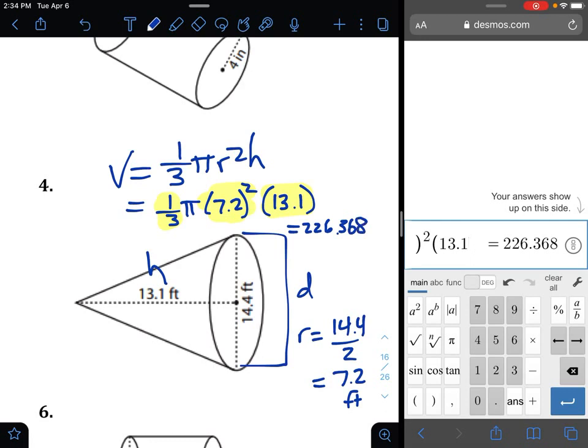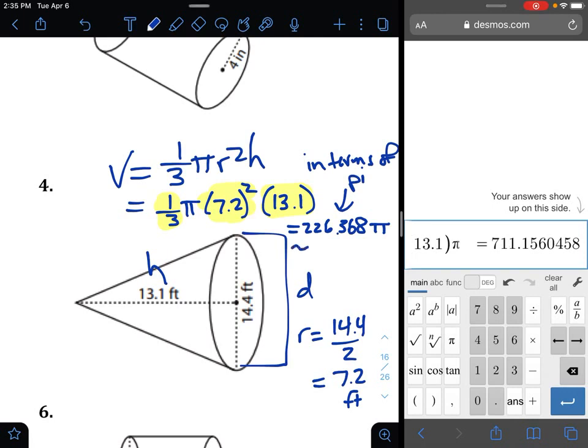226.368. That's all the numbers that are in yellow. And the pi we didn't use yet, so put it next to it. This is called in terms of pi because pi is in the answer. There it is. So for our rounded answer, we go back to our calculator and then just do times pi. You can put the pi right next to it, actually, and that will be just fine.